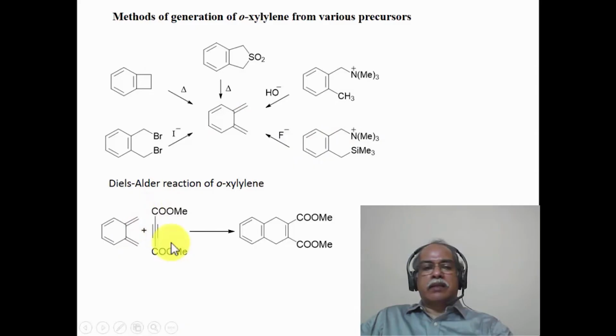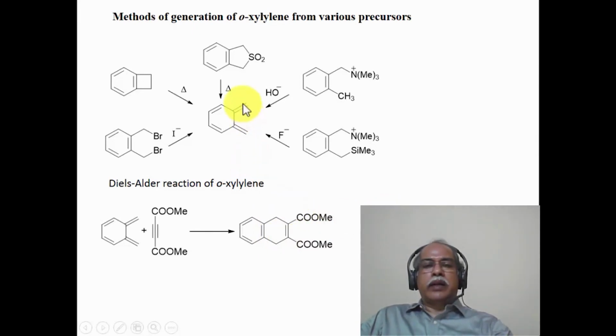The reaction of orthoquinodimethyl in a Diels Alder fashion with dimethyl acetylenedicarboxylate is shown here. It produces the dihydronaphthalene derivative. The dihydronaphthalene derivatives are generally converted into the naphthalene derivative by reaction with DDQ, which causes the dehydrogenation of this particular molecule.